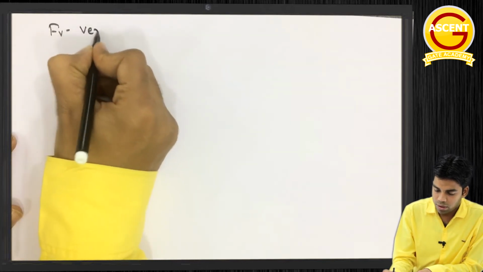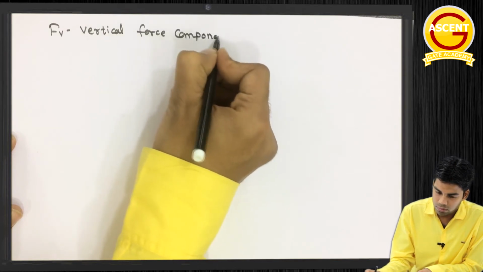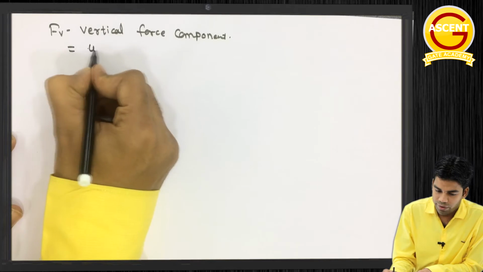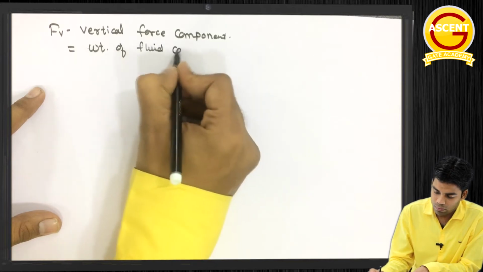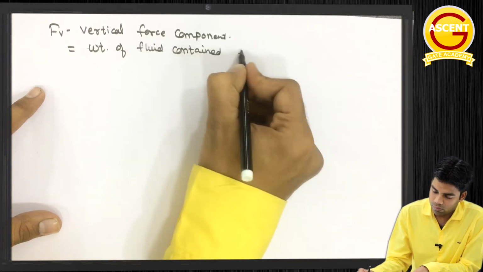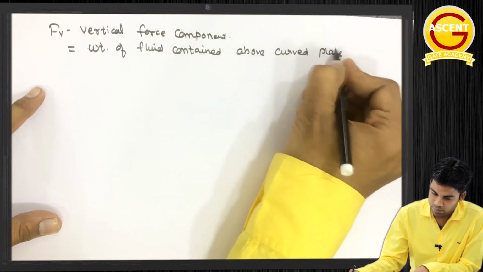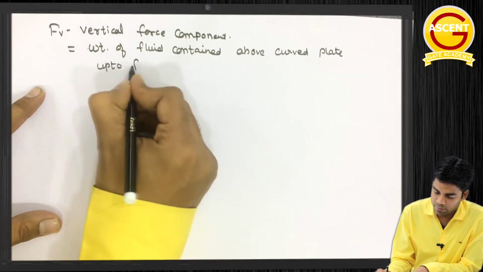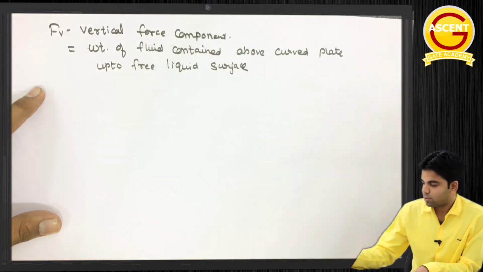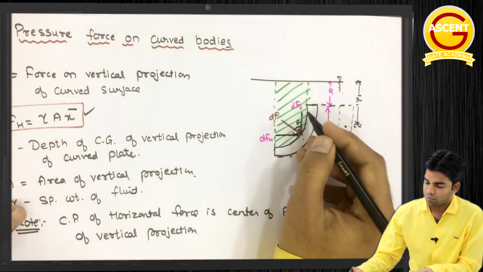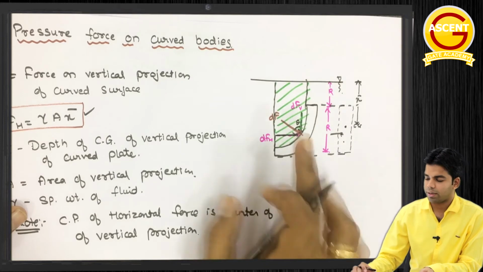Okay, so this Fv is vertical force component, and which is equal to weight of fluid contained above curved plate up to free liquid surface. ओके, सो इसमें वर्टिकल फोर्स कैसे निकालेंगे, इसके ऊपर जितना भी वेट है अप टू फ्री लिक्विड सरफेस, ये पूरा वेट लिक्विड का निकालेंगे, that will be the vertical force.